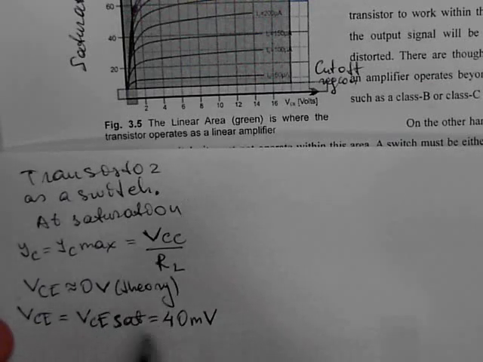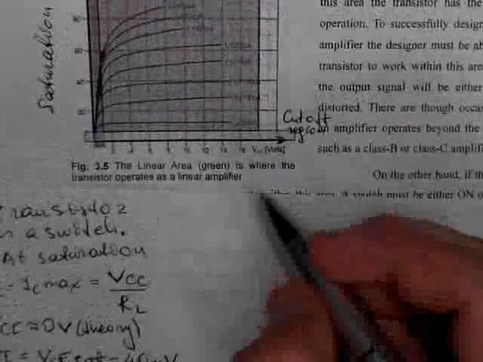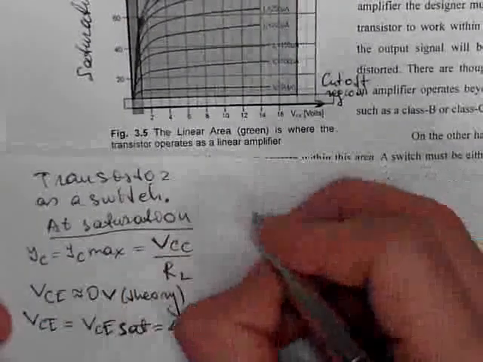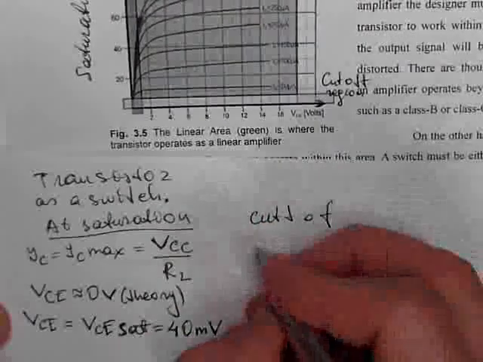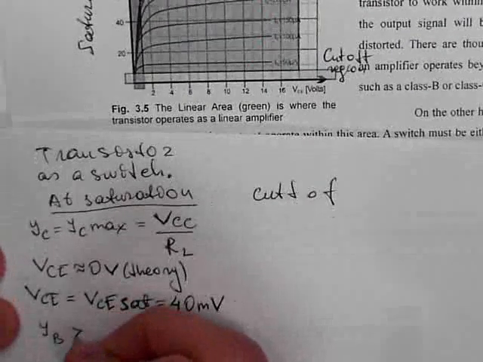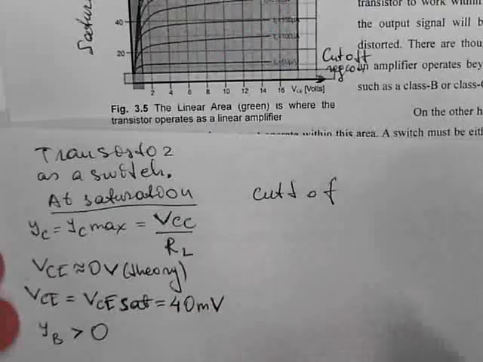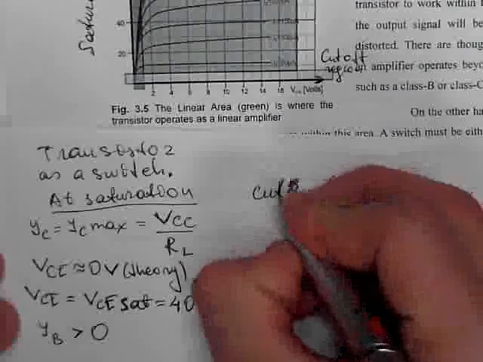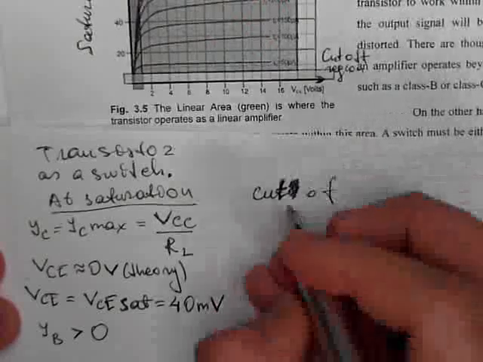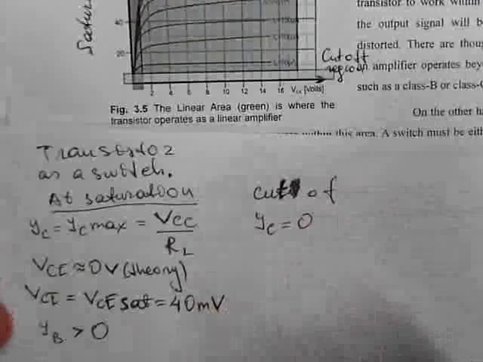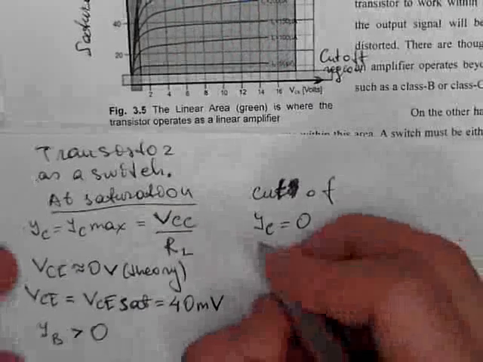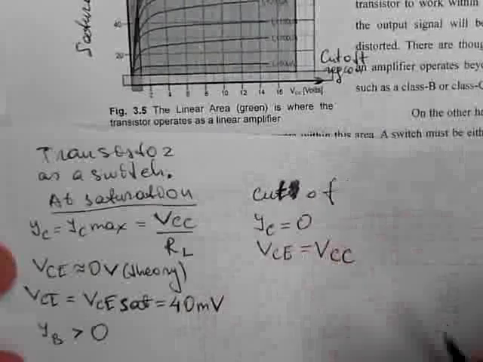Now in this cutoff region, what is in cutoff region? At saturation we have one condition. Now in cutoff, we get an IB here that is above 0. At cutoff region, we have IC equal to 0. So it means that VC is equal to VCC and IB is equal to 0.